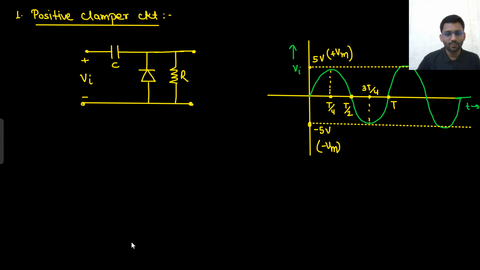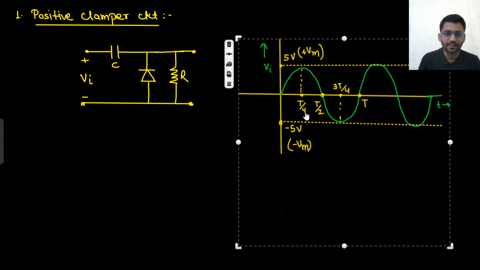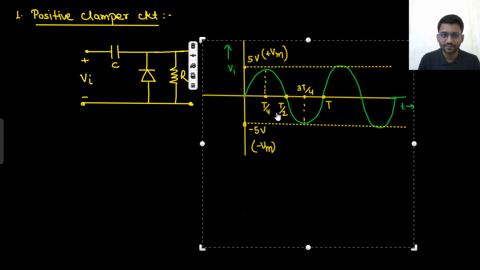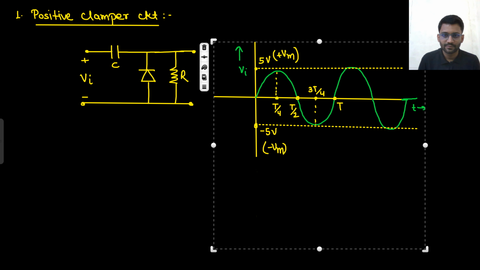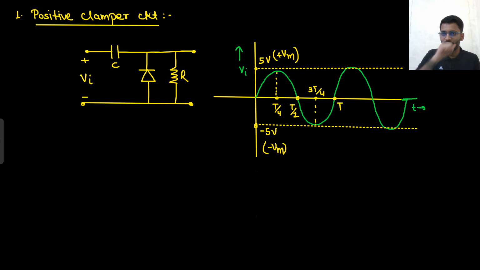Now we will study the positive clamper circuit. Why is it called a positive clamper circuit? Because it shifts the input waveform upward. So now we will see how it shifts the input waveform upward. Here the RC value is set such that it is very large.